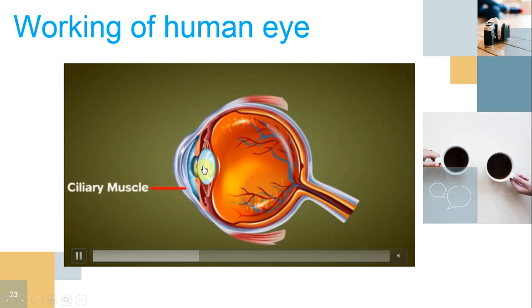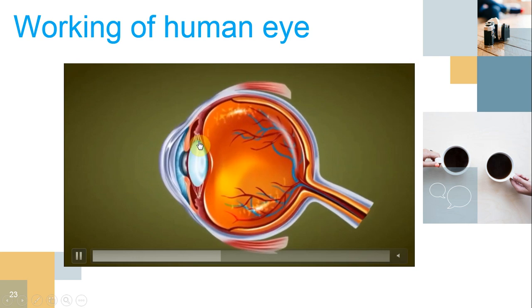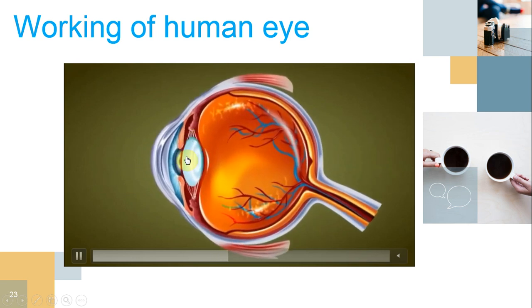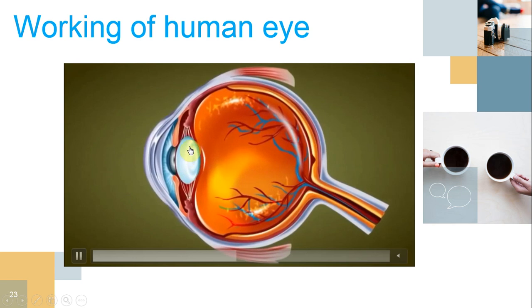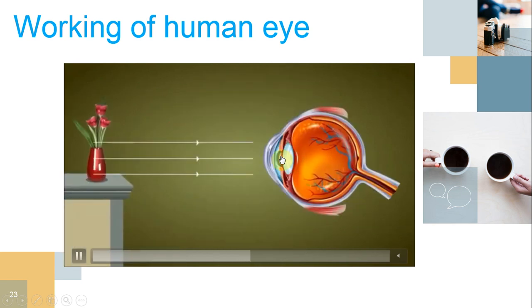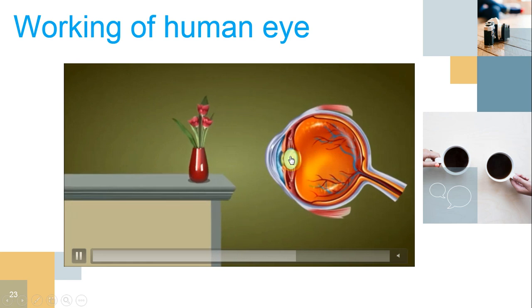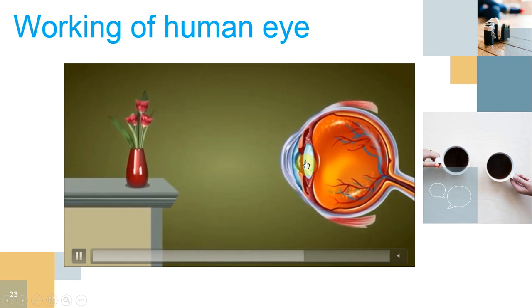So the eye lens is held by the ciliary muscles. So ciliary muscles can adjust the size of the eye lens. It may be thick or thin. For a long distance object, the ciliary muscles are relaxed. For nearby objects, the ciliary muscles are contracted, so the eye lens is thicker.